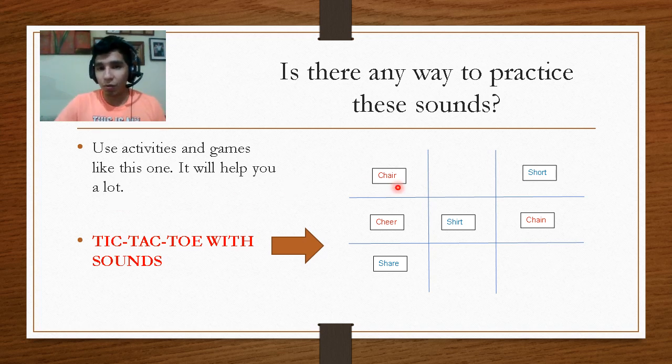So we have some examples here. You have to make three words. You have to make a line with three words, whether it will be vertically, horizontally, or diagonally. And that way you win.